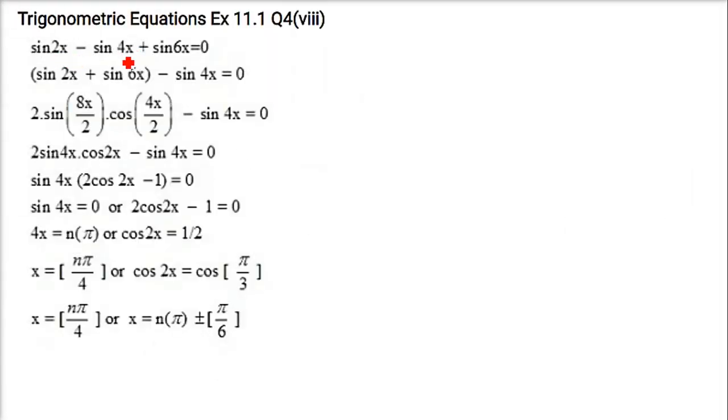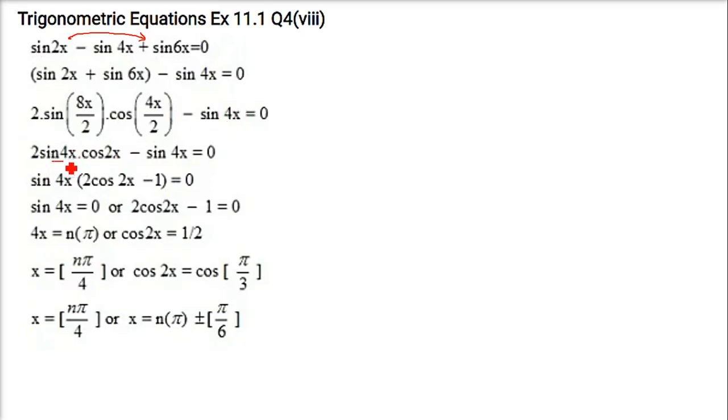Sin 2x minus sin 4x plus sin 6x equal to 0. So we combine these two together. Sin 2x plus sin 6x and minus sin 4x equal to 0. Now sin 2x plus sin 6x, we are applying the formula here, that is sin C plus sin D. You get 2 sin of this plus this by 2 and cos of this minus this by 2. So what do you get? Here 2 sin 4x cos 2x, and here we have already sin 4x.